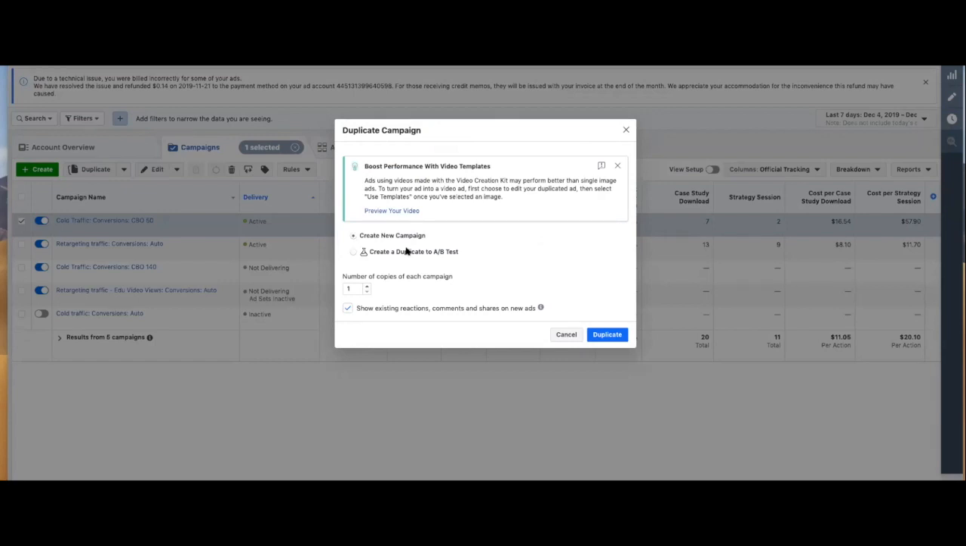So we don't really have enough data yet to start causing changes to the ad sets, exactly. And here's the reason for that. Since we're cool with paying like $70 for a strategy session, you'll notice.